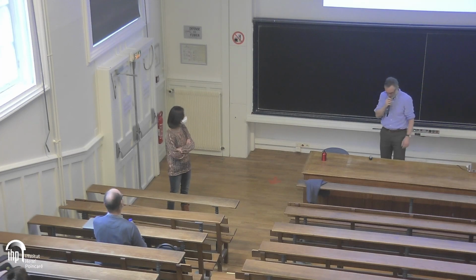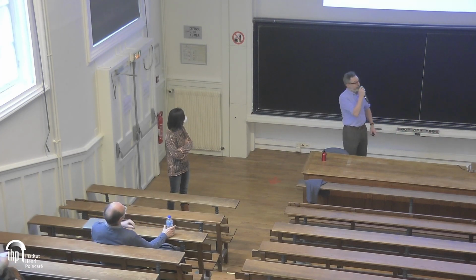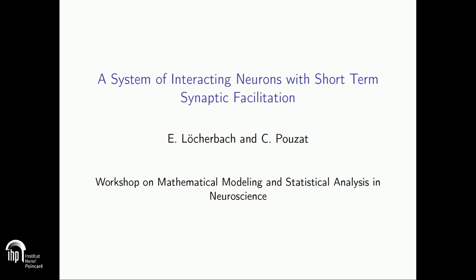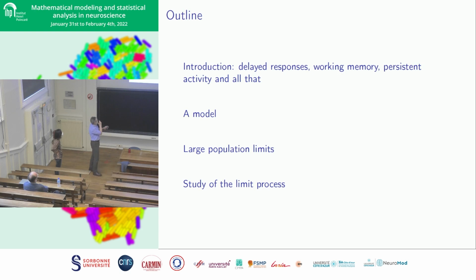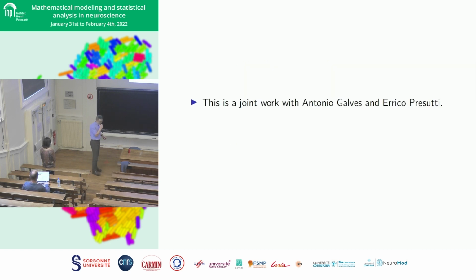So we will talk about a simple model of neural network with short plasticity. I will present the easy part, and then Eva will present the serious part. I will talk about delayed responses. I will tell you what it is and the link it has, or we think it has, with working memory and persistent activity. And then Eva will go with the actual maths later on. That's a joint work with Antonio Gales from Sao Paulo and Enrico Presciuti from L'Aquila.